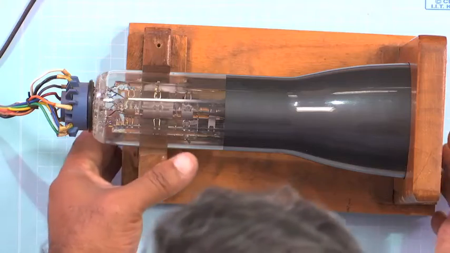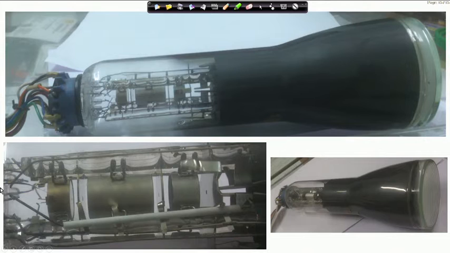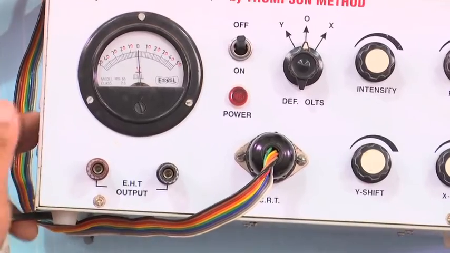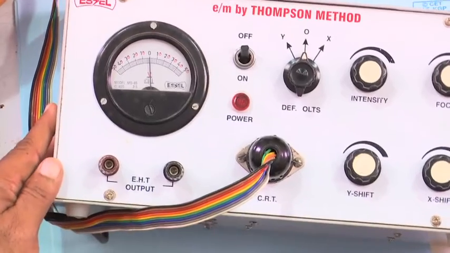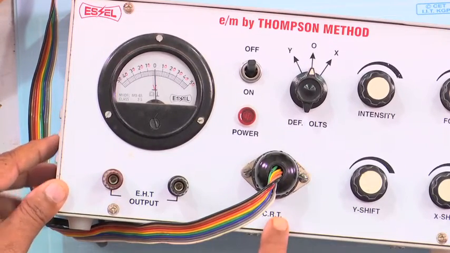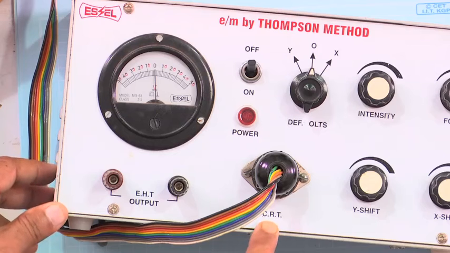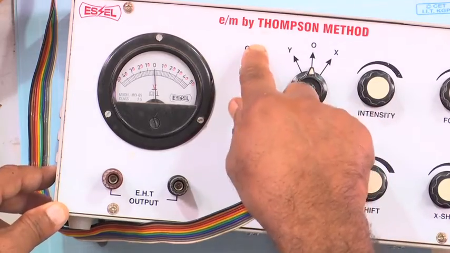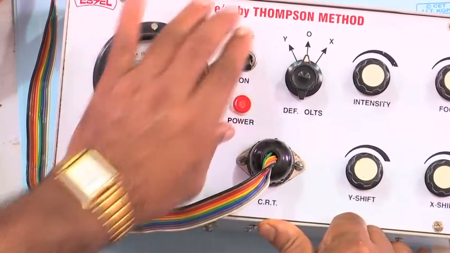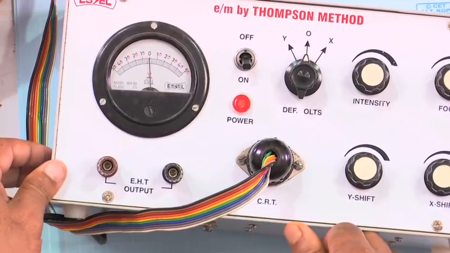Now I have the power supply. I will show you the power supply here. If I want to show you this power supply, I have to take it in. So this is the power supply for this cathode ray tube, CRT. Here it is written CRT, power given to the CRT tube. Then what is the on/off? I will switch it on, power is on, right.